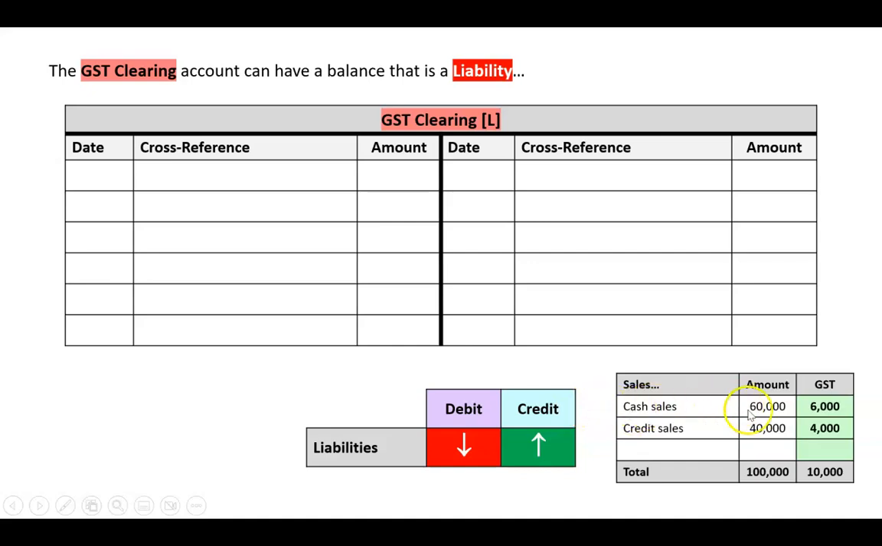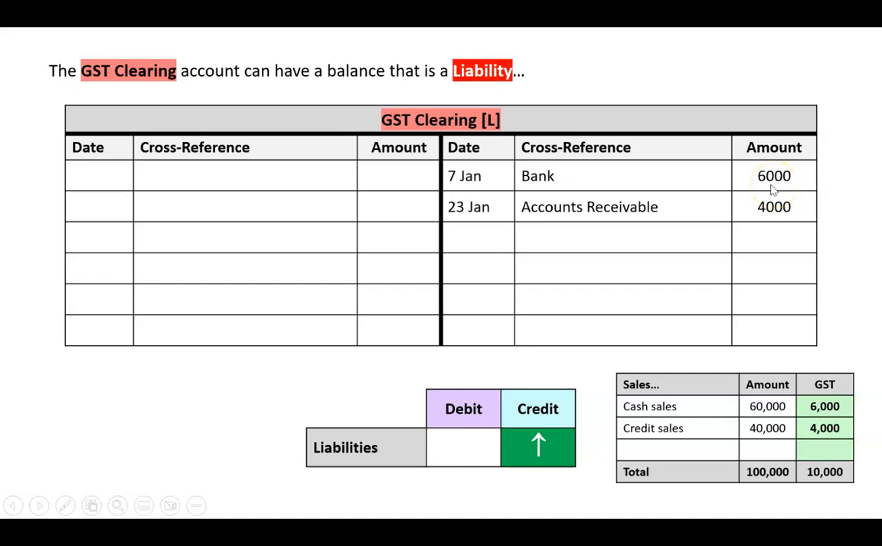So in this case, when we make sales or charge GST to customers, so for cash sales and credit sales, we can see there's 6,000 on cash sales of GST, and 4,000 on credit sales. That's a total of 10,000. Let's just give these some dates. We just made these dates up. They're not important for this, but that would increase our liability. So that will go on the credit side.